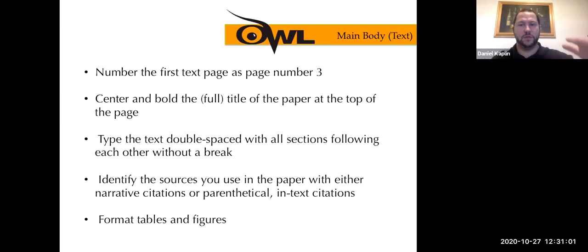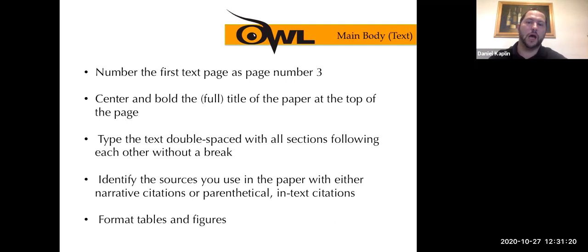Everything from the beginning of the paper all the way through the end of the discussion, or the end of the body, should go continuously without any page breaks. The only time you're going to start new page breaks is when you get to the references section.